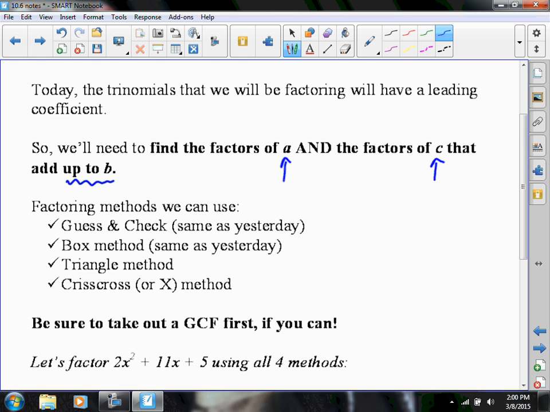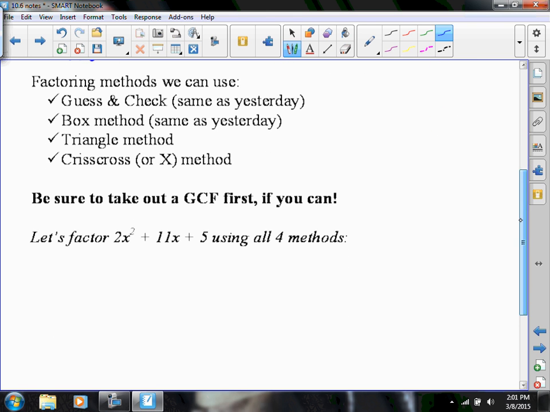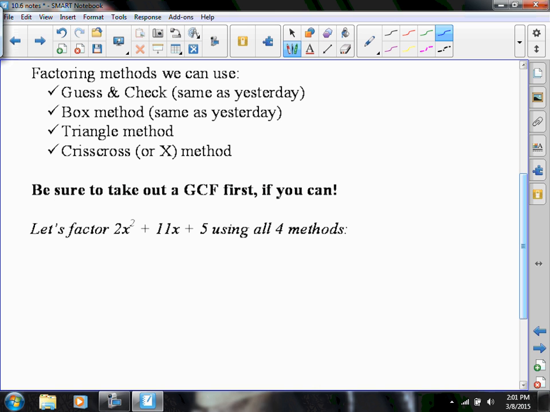We can still use the guess and check and the box method, and that's the same as we did in the previous section of notes. And there's also the triangle method and the crisscross method, and they're very similar to the box method, but I can show you those in class if you want to see them. For our purposes, we're probably just going to stick to guess and check and the box, because if you get too many options, students tend to get confused.